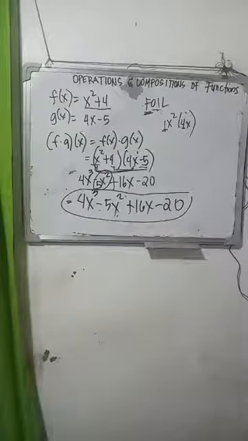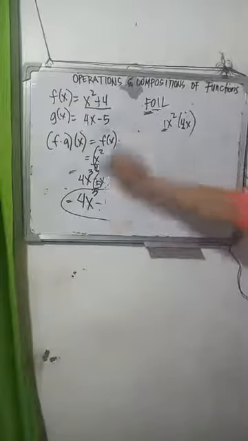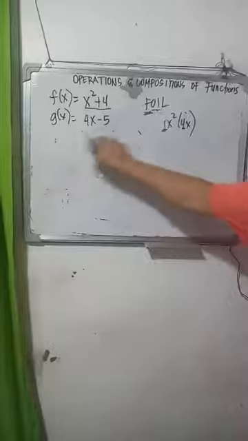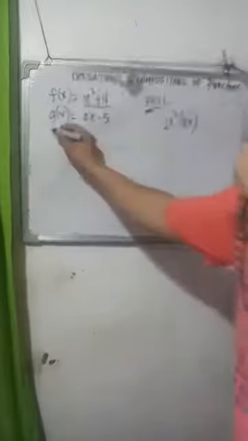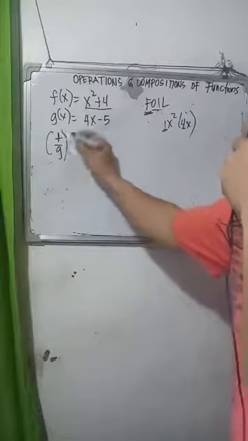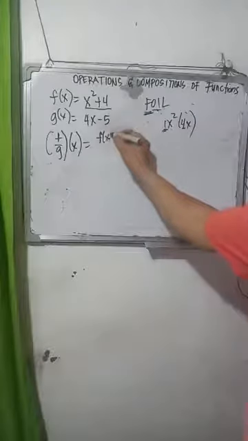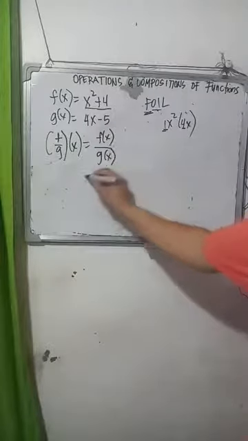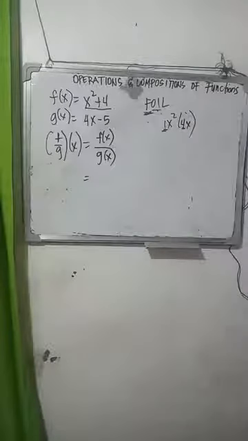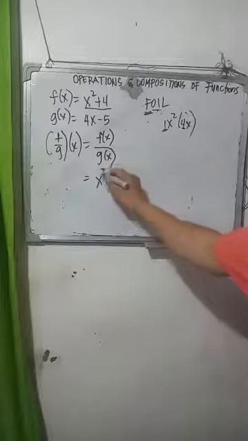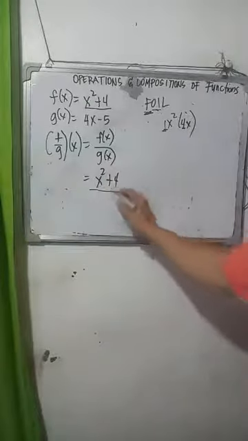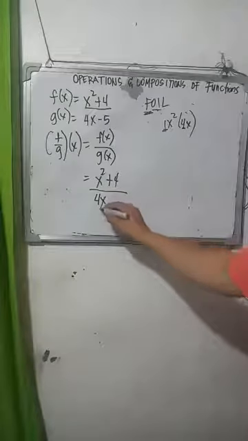Next, proceed to the quotient of functions. The quotient of functions formula is f over g of x equals f of x over g of x. Let's look at the value of f of x, that is x squared plus 4, over the value of g of x, 4x minus 5.